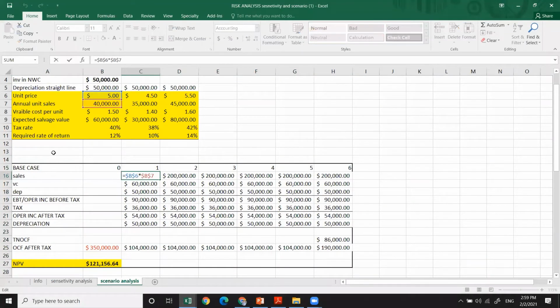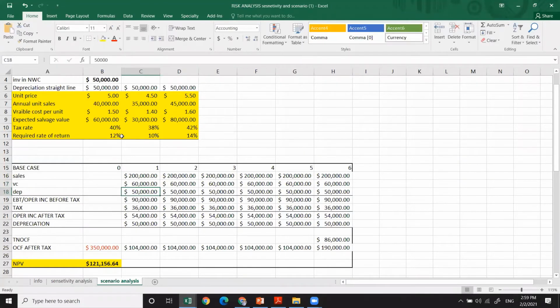Sales is estimated by unit price times annual unit sales. Variable cost is estimated by variable cost per unit times annual unit sales. Depreciation in straight line is 50,000 every year. And earnings before tax, as you know, and so on. So we estimate the NPV is positive. Good, we accept the project.